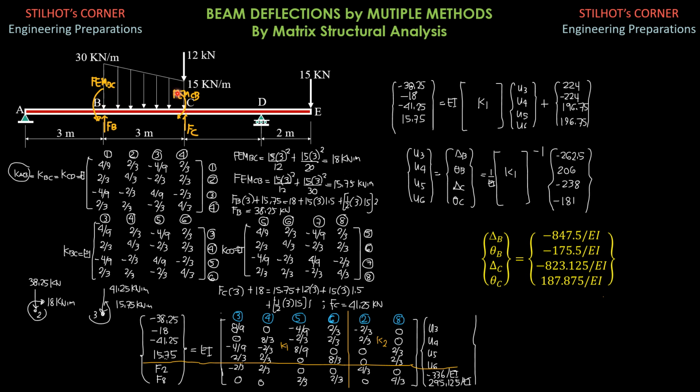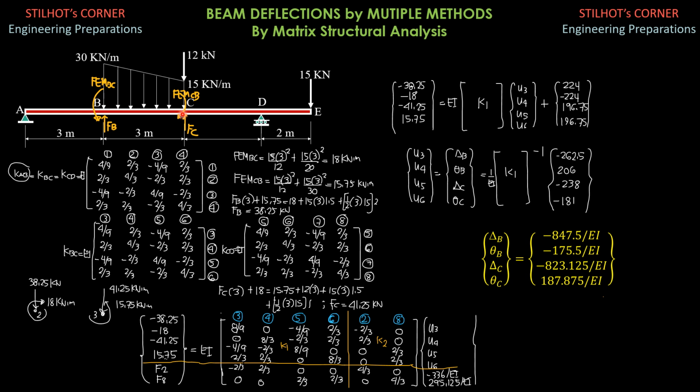Then for fixed moment CB, it is WL square over 12, 15 times 3 square over 12, plus the contribution of this triangular load, WL square over 30. So 15 times 3 square over 30, 15.75 kilonewton meter. We then solve for FB here.